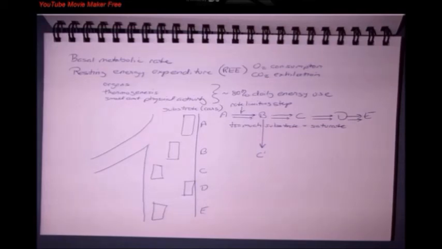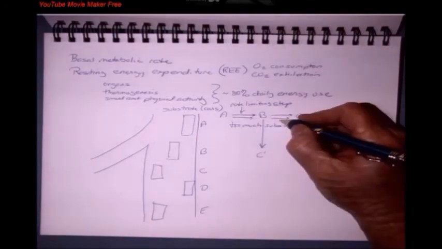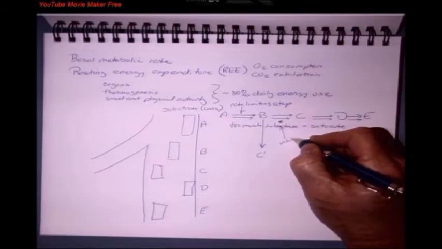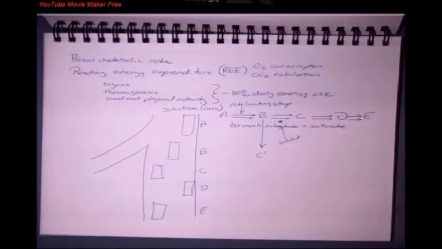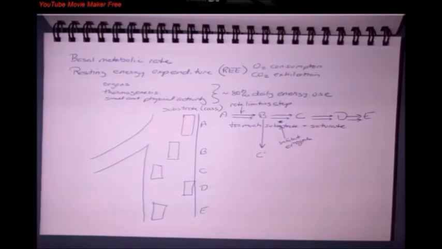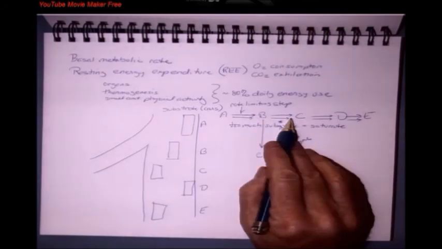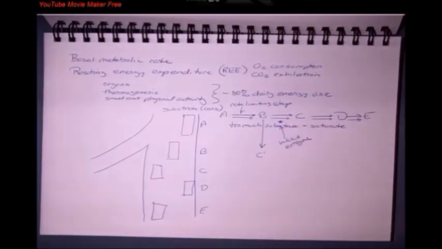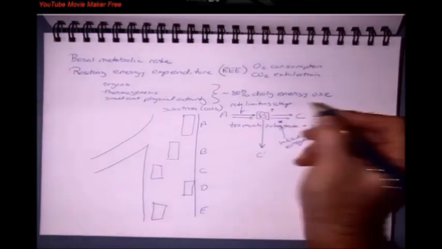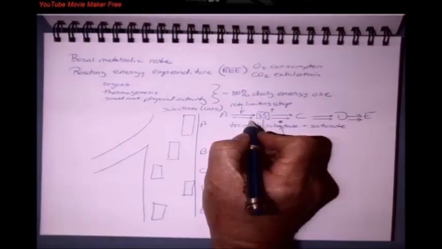So if you inhibited this place right here, inhibit this enzyme, that is going to prevent the conversion of B to C. The concentration of B begins to increase. There's only two directions that B can go. It can either go backwards or it can go down C prime.